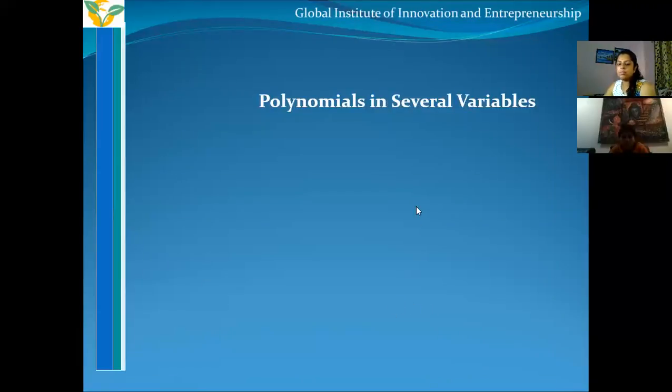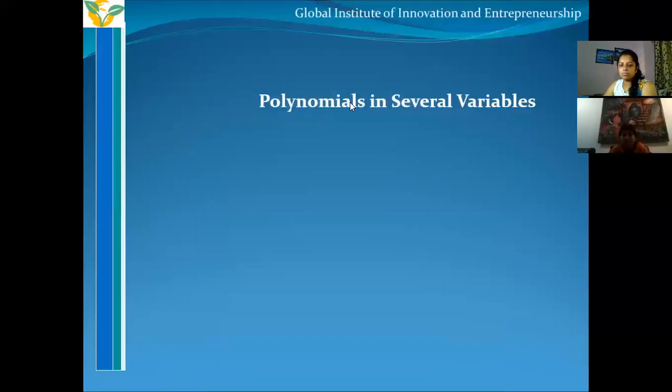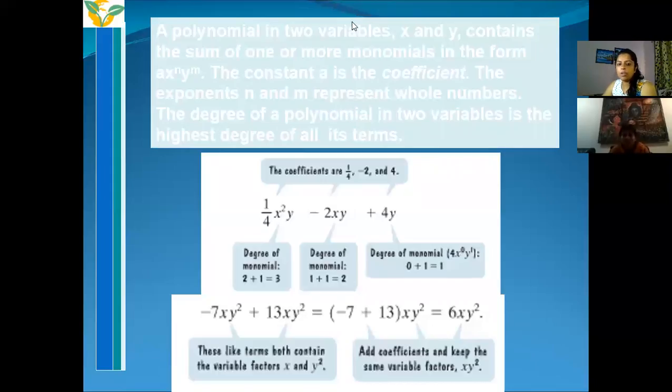Next, coming to the next topic, that is polynomials in several variables. A polynomial in two variables, x and y, contains a sum of one or more monomials in the form of what? a x raised to n, y raised to m. The constant a is the coefficient. I have told you, right? These are the variables. x and y are the variables.